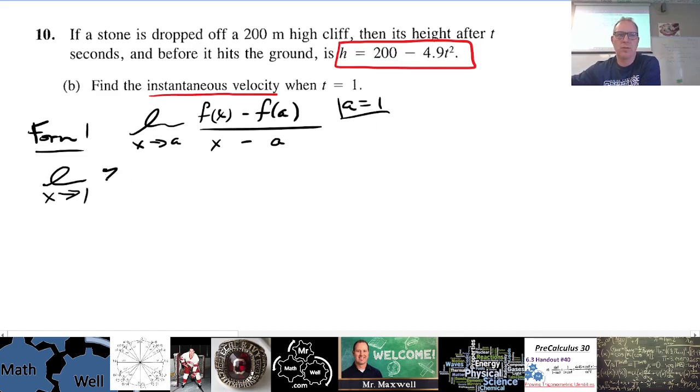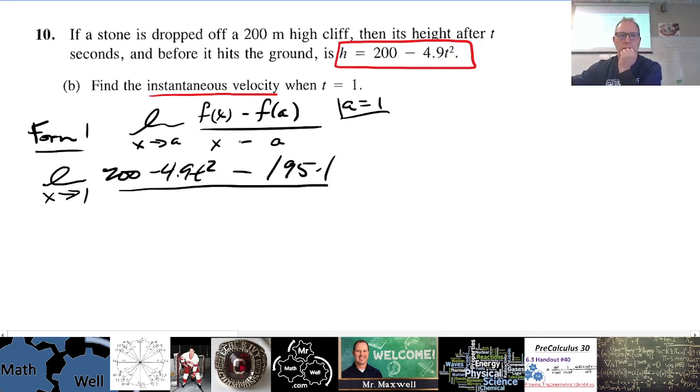The f of t is going to be 200 minus 4.9 t squared, minus f of 1. So what's f of 1? Well, that's going to be 200 minus 4.9, which is 195.1. All over, sorry, this should not be x here, this has to be t, so t minus a, because t is the variable we're using in the question here. So as t approaches 1, it's t minus 1. Okay, I think we got that now.